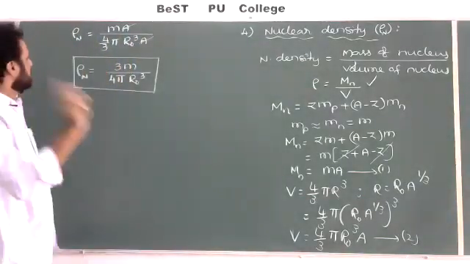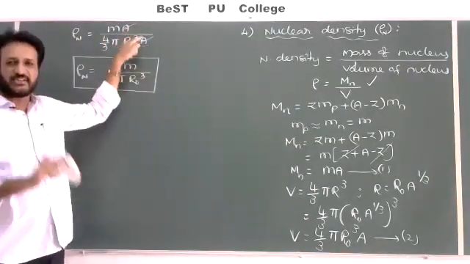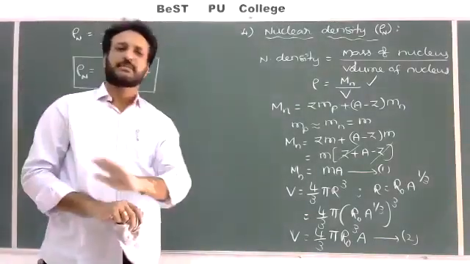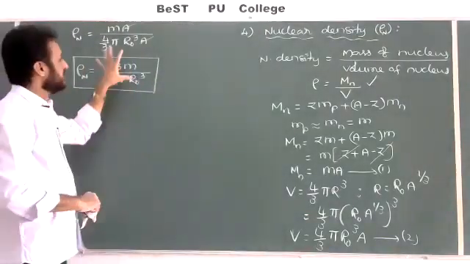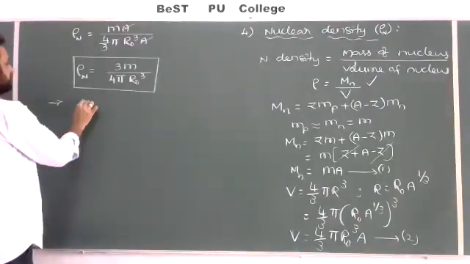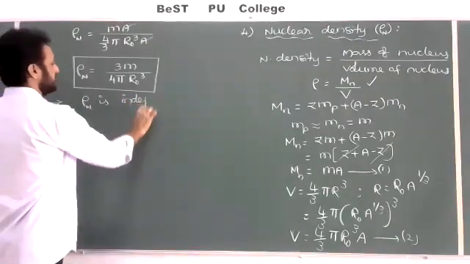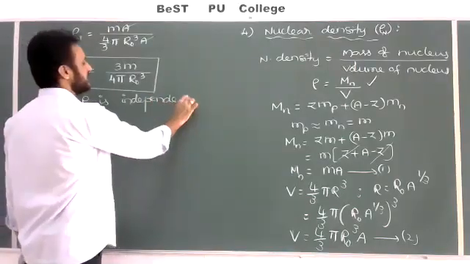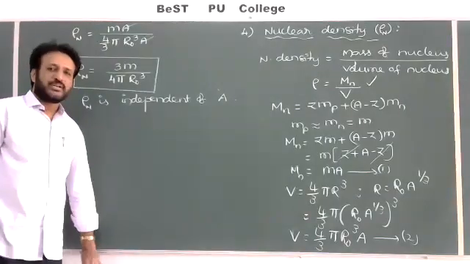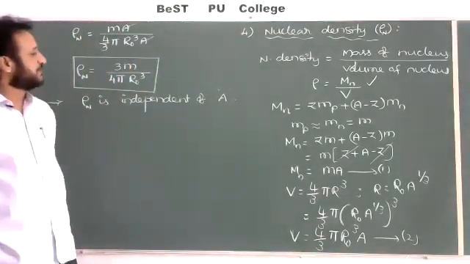Any nucleus you may take, it does not depend upon the mass number, because already we have cancelled the mass number. Like hydrogen 1, helium 2, 4, the mass number is already cancelled. So nuclear density does not depend upon mass number. For all the nuclei, density remains the same. That's a very important point. Note this down: nuclear density is independent of mass number. Nuclear density is independent of mass number, means it does not depend upon the atomic mass number.